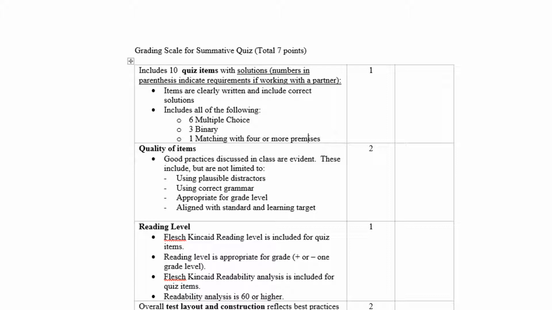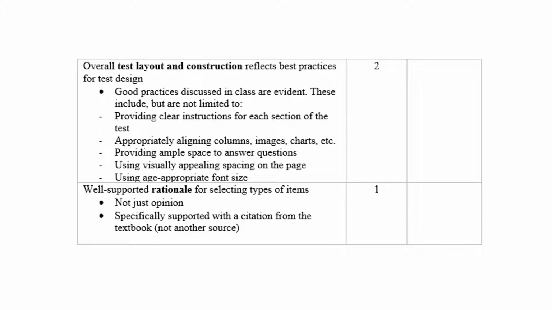Also in the assignments folder is the grading scale for what we call the summative quiz. And you can see how this is going to be broken out. So 1 point that you have the right mix of items, 2 points for quality of items, 1 point for an appropriate reading level and readability analysis. There are 2 points for test layout and construction and 1 for well-supported rationale.